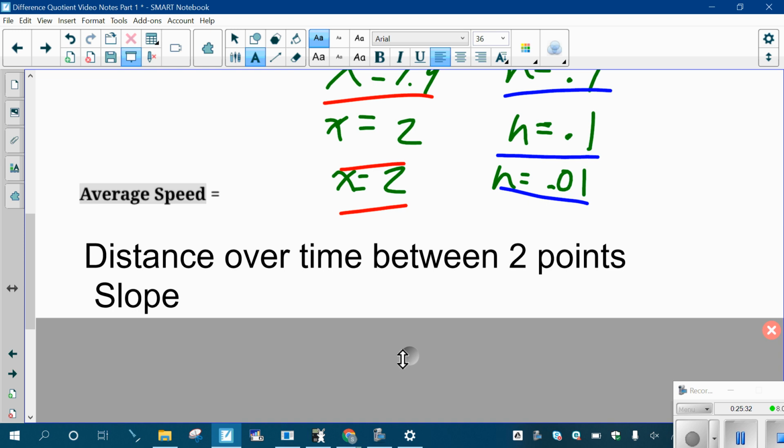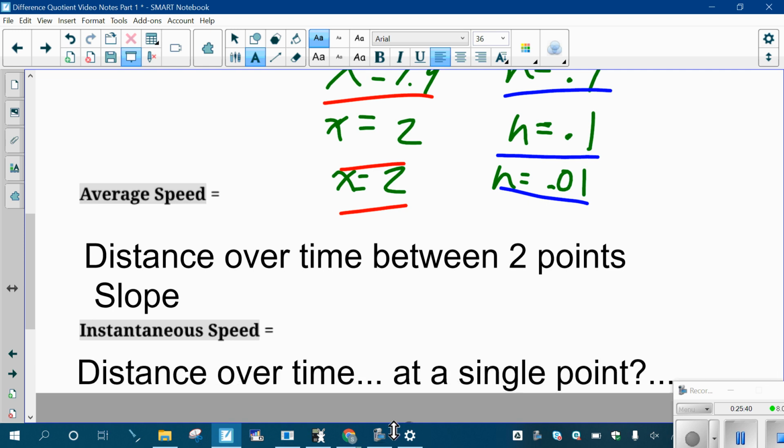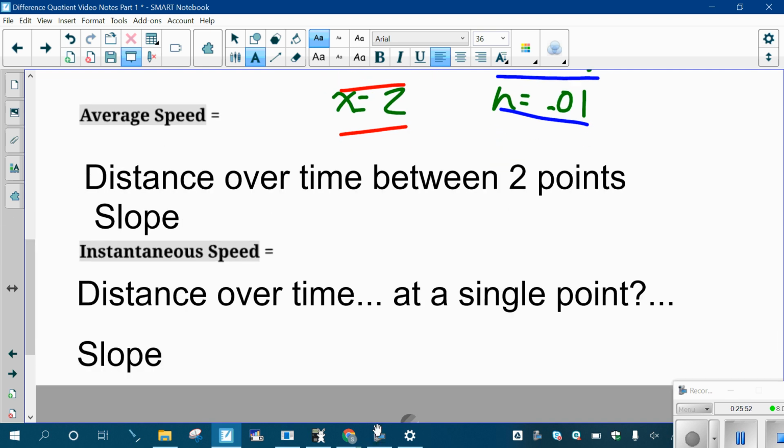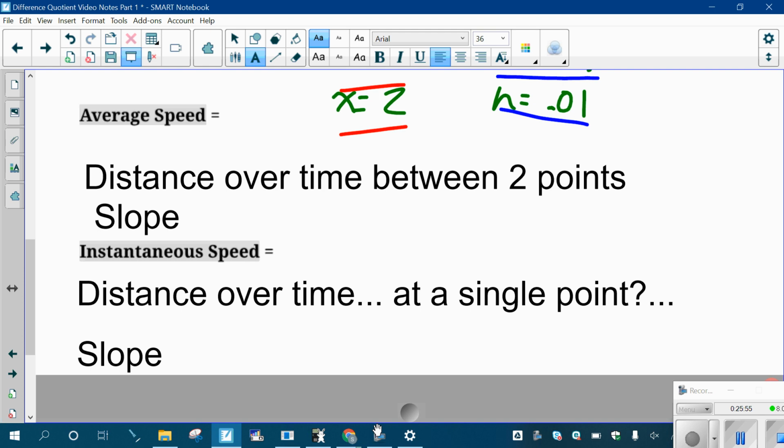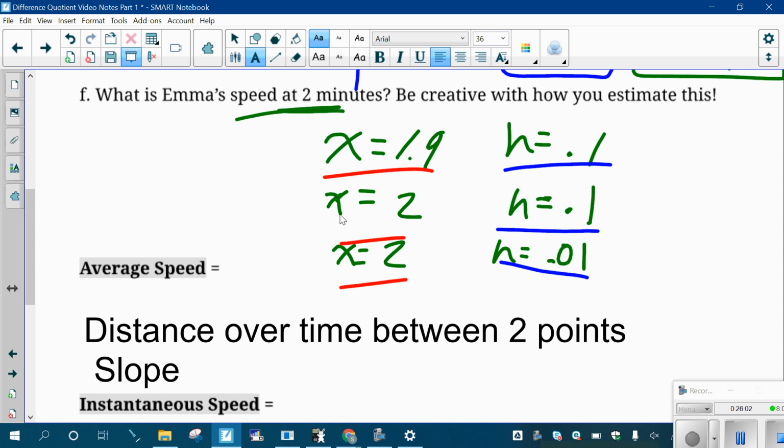Now, this idea of determining your speed at a single point in time is weird because you don't have 2 points. You're not saying what was your speed between this point in time and this point in time. You want to know your speed at a single point, which is confusing. It's still slope because it's still speed, but you don't have 2 points to work with. One idea, which is the idea we're going to use, is this. If I was going to summarize this idea, it's get the 2 points to be very close together.